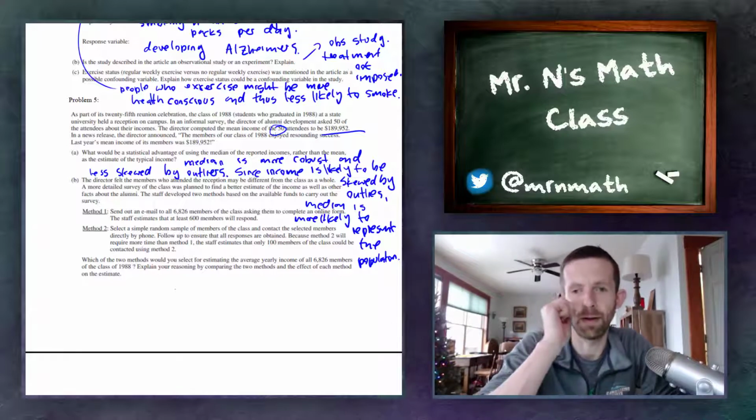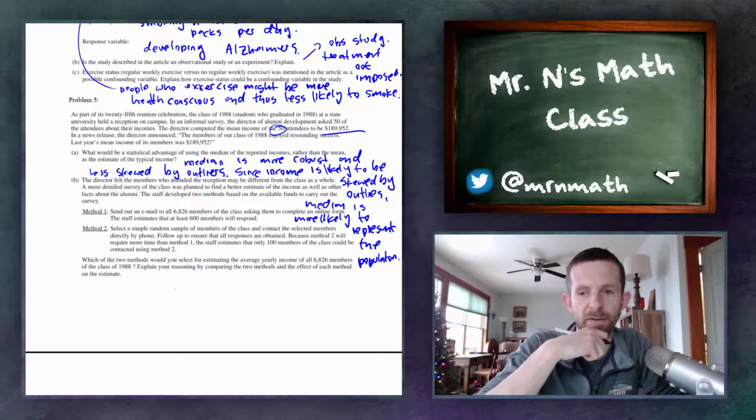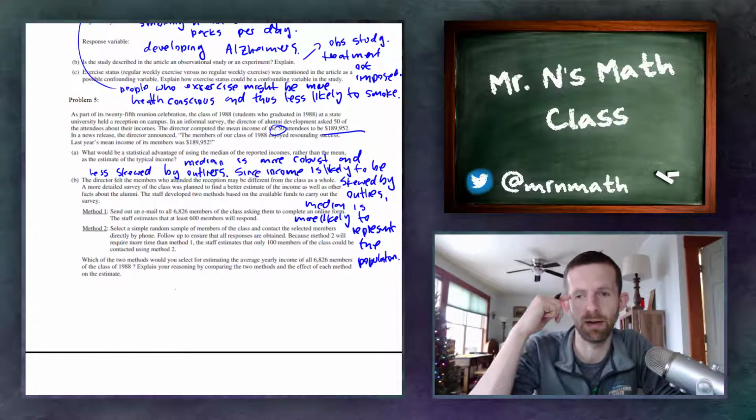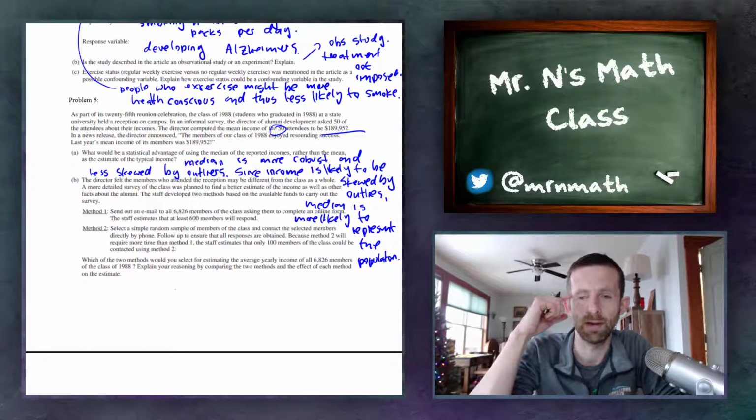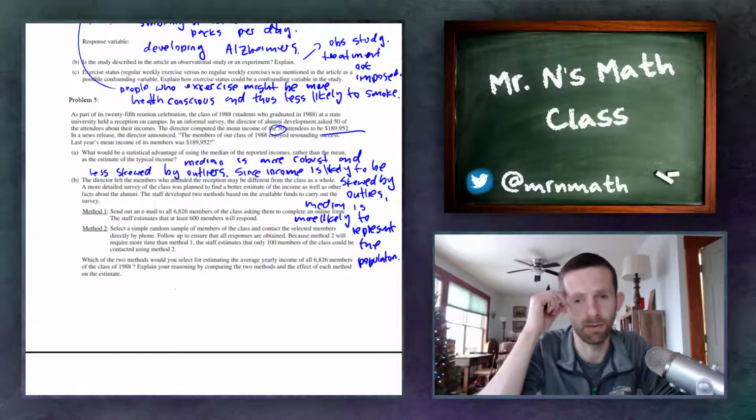So the director felt that the members who have attended the reception may be different from the class as a whole. A more dedicated survey was planned to better estimate the income as well as other facts about the alumni. The staff developed 2 methods based on the available funds to carry out the survey. 1, send out an email to all of the people in the class and ask them to fill out an online form. Or 2, select a simple random sample of members of the class and contact the members directly by phone. Follow up if necessary. So in the first method, you're going to have more people respond. In the second method, you're going to have fewer people respond.